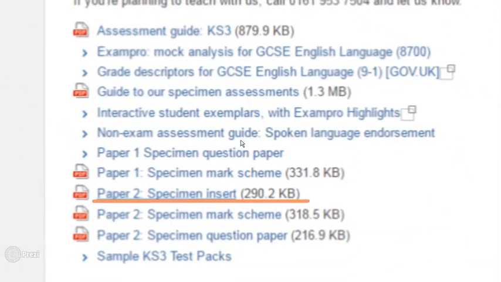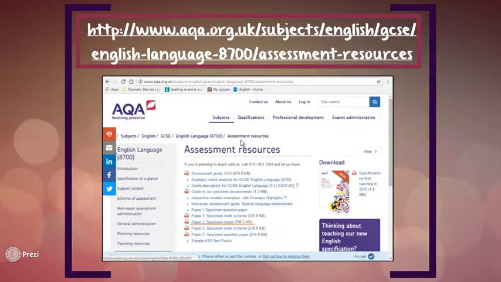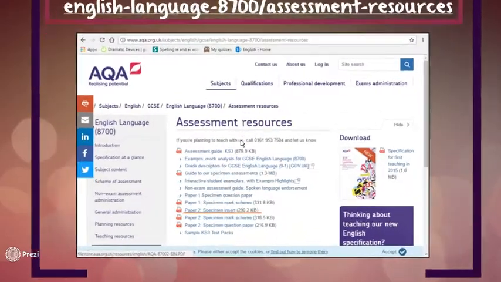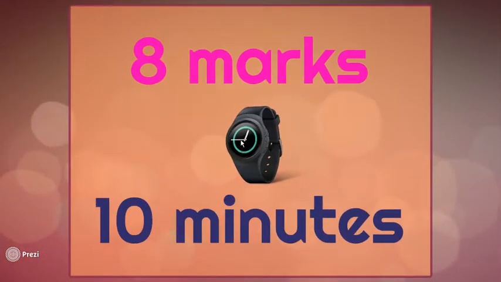When you're on this page, you need to click on the Paper 2 Specimen Insert link, and that should automatically download for you. So once you have found those sources, pause this video and give Source A and Source B a really thorough read. So question 2 carries 8 marks, and therefore we would recommend you would spend about 10 minutes on this question.